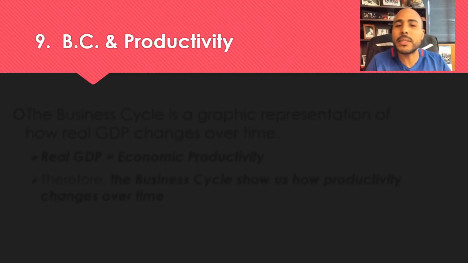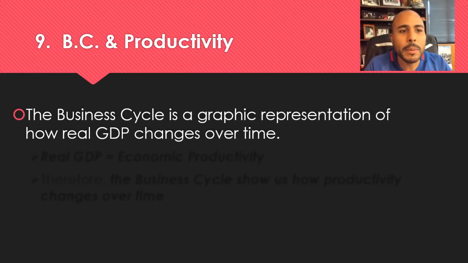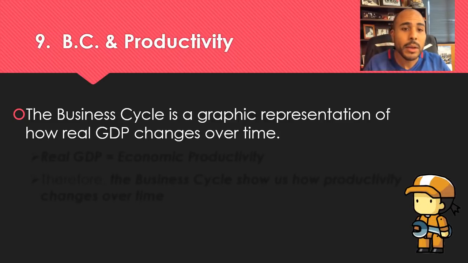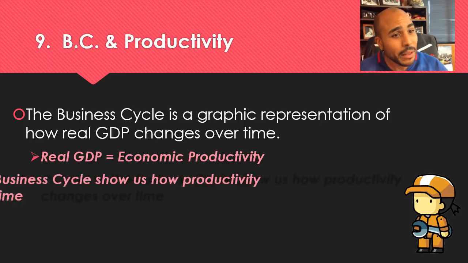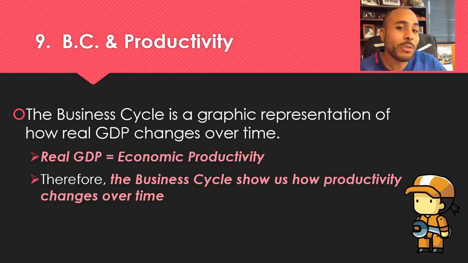Okay, now the business cycle and productivity. The business cycle is just a graphic representation of how GDP changes over time, right? We talked about this. So if real GDP is economic productivity, it stands to reason that the business cycle shows us how productivity changes over time.